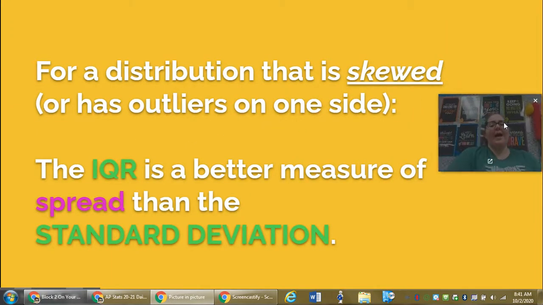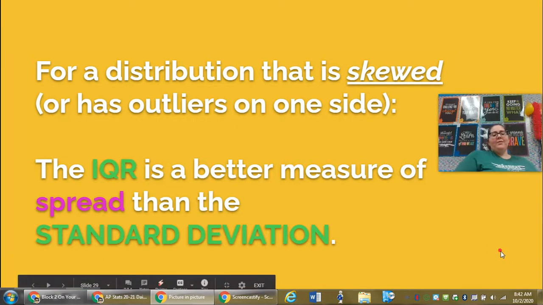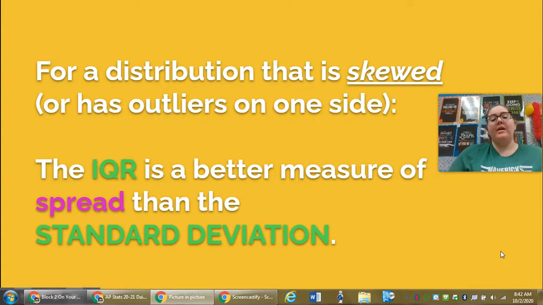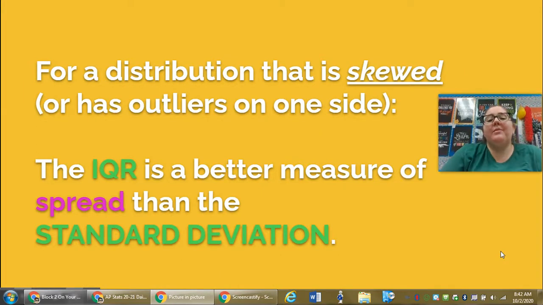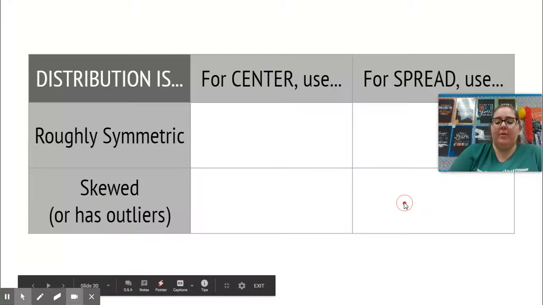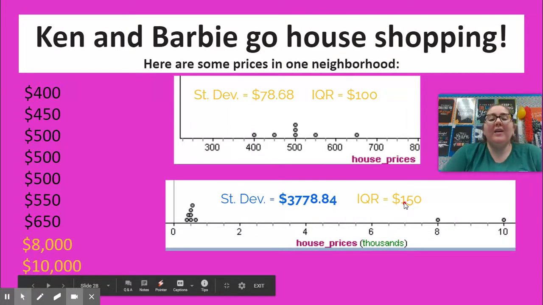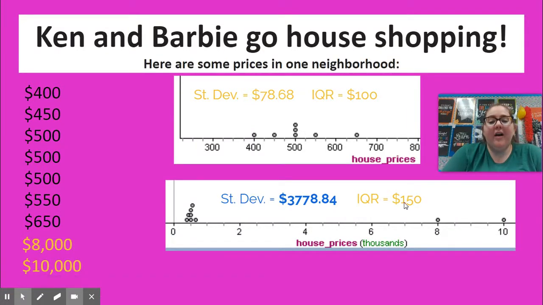So, for a distribution that is skewed or has outliers, the IQR is a better measure of spread than the standard deviation, or the range for that matter. Standard deviation and range are both going to be very affected by those really, really big skews or really big outliers. The IQR is giving us a better idea of what's typical in terms of how spread out the values in that place are. Most of the house prices for Ken and Barbie in that one neighborhood were fairly close together, within $100 or $150 of each other. It's just those two that were crazy big.